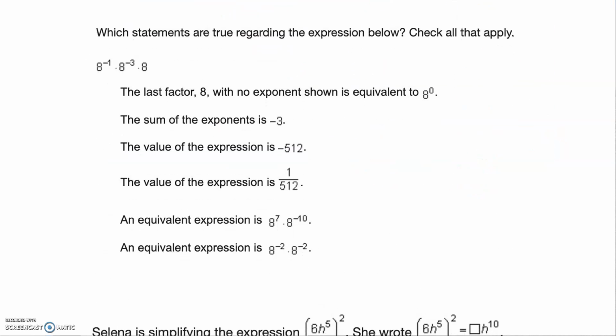Which statements are true regarding the expression below? Check all that apply. So we've got 8 to the negative 1 times 8 to the negative 3 times 8. Well, is the factor 8 with no exponent 8 to the 0? No, that is not true. The factor would be 8 to the first power.